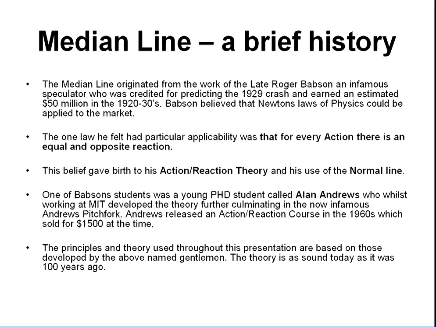So a brief introduction to the median line, or the centre line as it's also known. It originated from the work of the late Roger Babson. He was an infamous speculator who was credited with predicting the 1929 crash. Back in his day, Babson was estimated to have earned about $50 million. Even in today's terms that's a fantastic amount of money, but 90 years ago, that was an incredible amount of money.